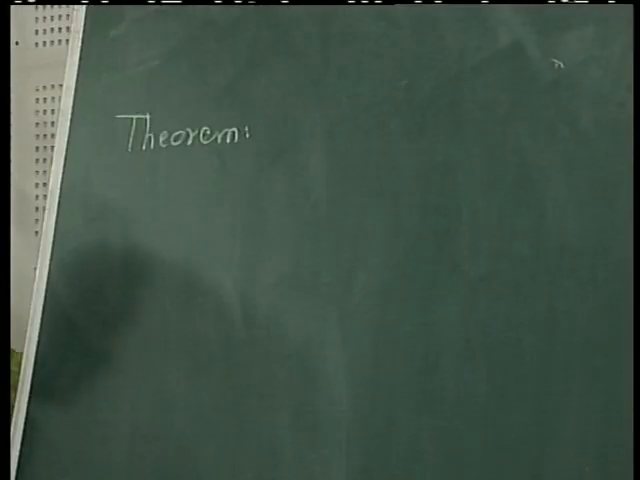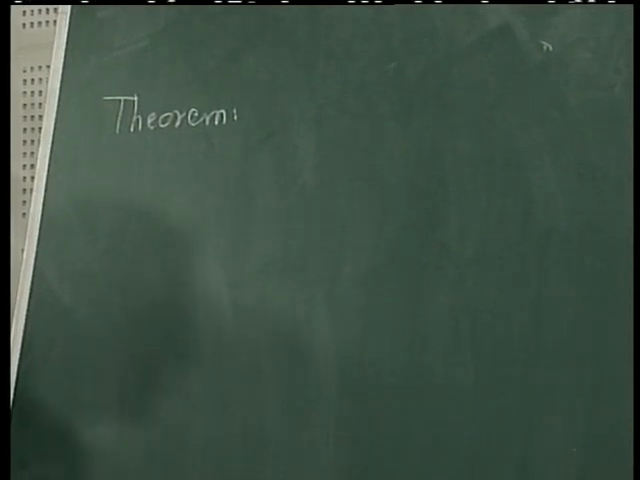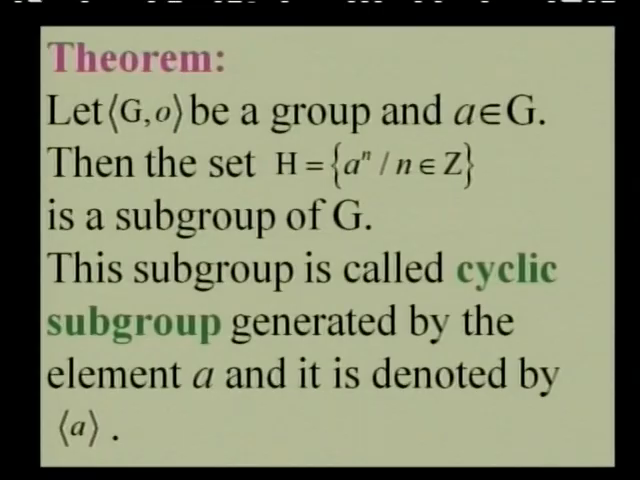Let us take it on the screen. Let G be a group and let A be any element of the group G. Then if you take the set H equal to all A raised to n, n belonging to Z, then H becomes a subgroup of G. And it is very simple to prove.